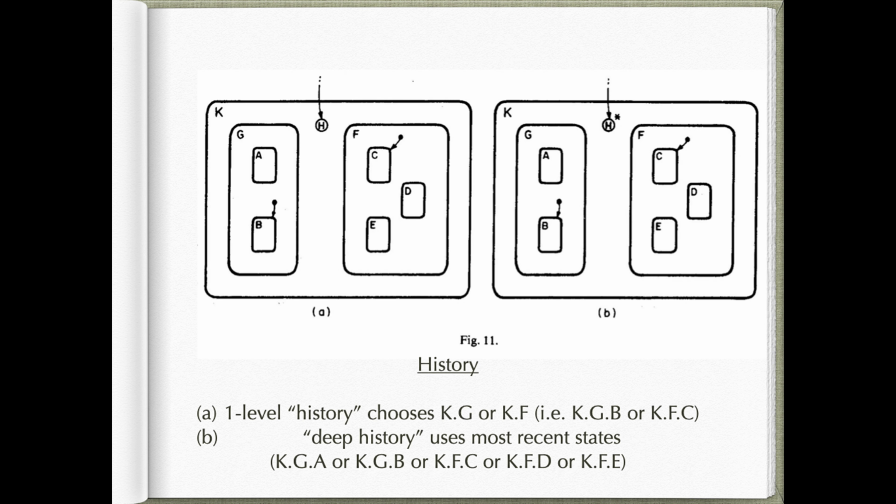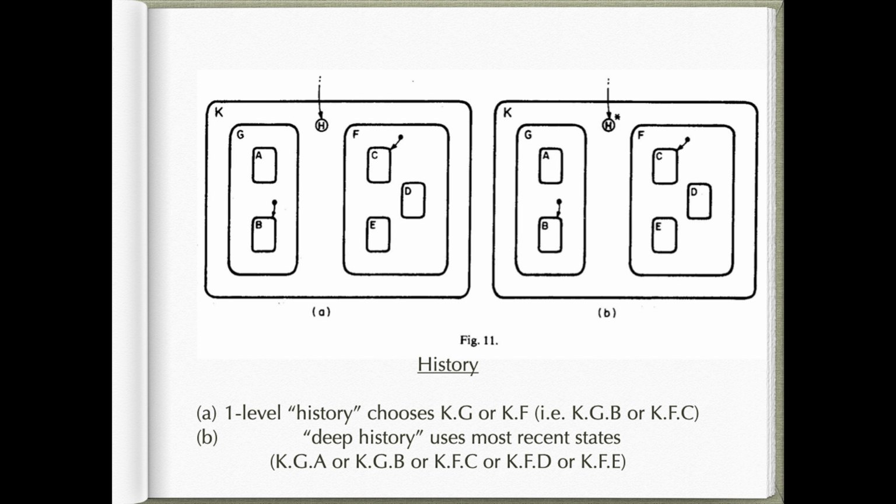Next page is page 14, figure 11. Here he shows a new piece of notation called the history transition. Figure 11A shows history, one level of history, which is a circle with a capital H in it. And there we might be in state K.G or K.F. If we leave state K, the system will remember whether we were in G or F. But let's say it goes back to K.F. It will take the default transition in F and go to C, K.F.C when we come back.